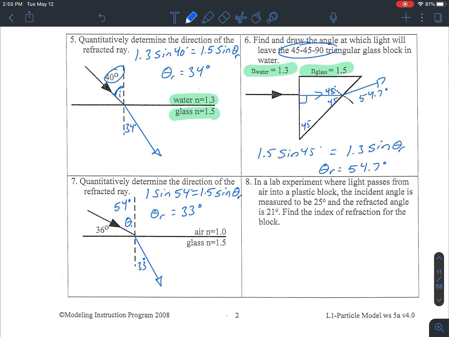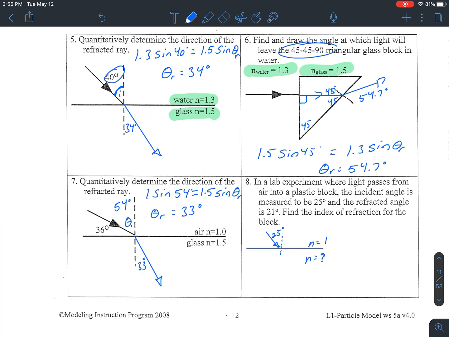Cool. And the last one, number 8, nothing really given to us. We could do this straight up with an equation. I'm a little bit more visual, so I want to draw my light rays here. So the light coming in, here's my normal line. This angle is going to be 25 degrees. This N is going to be 1 because it's air. This N is what we're looking for. This is the plastic, and we're trying to find the index of refraction.